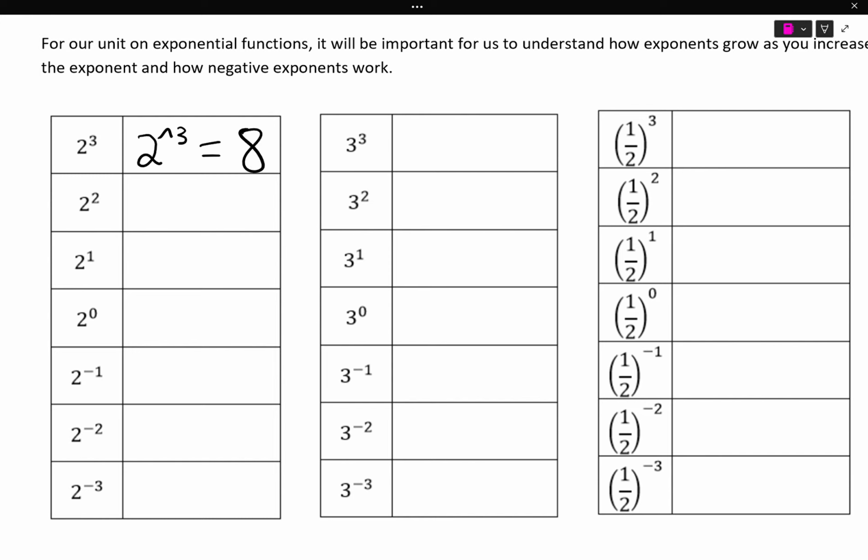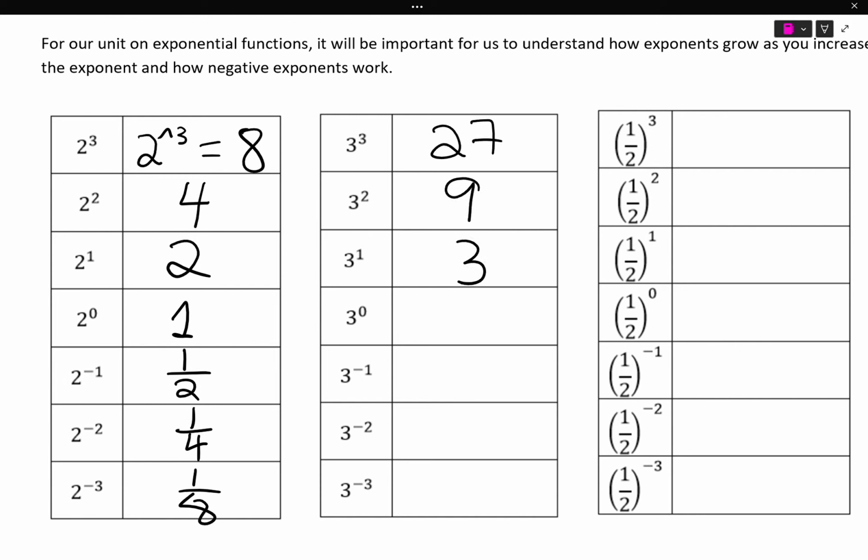I'm going to go down and fill these in. If you are following along with this video and taking notes, maybe take a second to pause and calculate this yourself, and then fill it in. But I'm going to go ahead and do it. Just a fair warning for you to pause. Okay. We also did the 3 to the power of. Beautiful. We also did 1/2 to several powers.